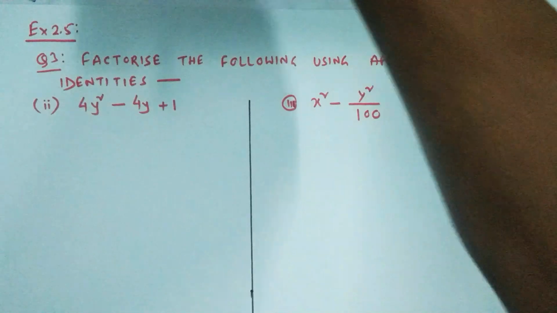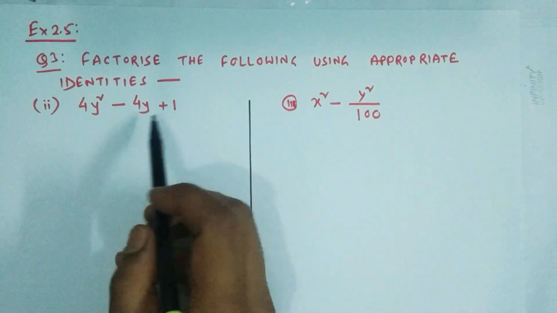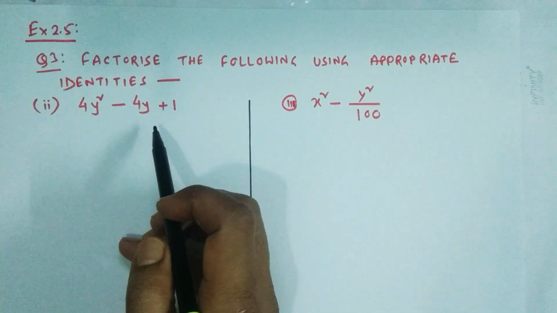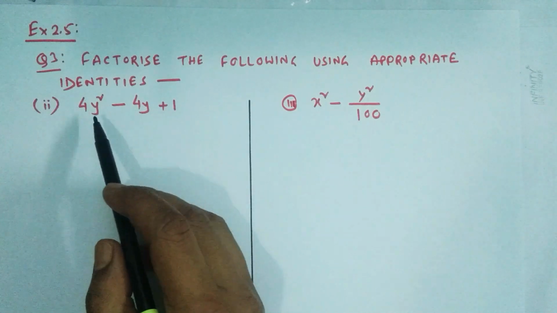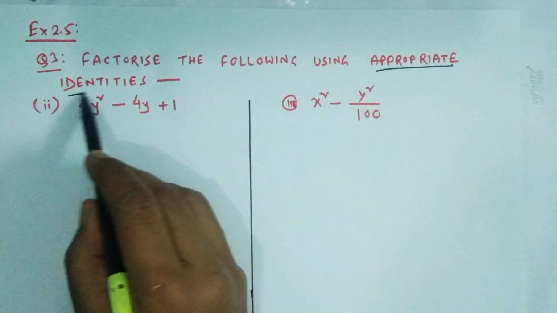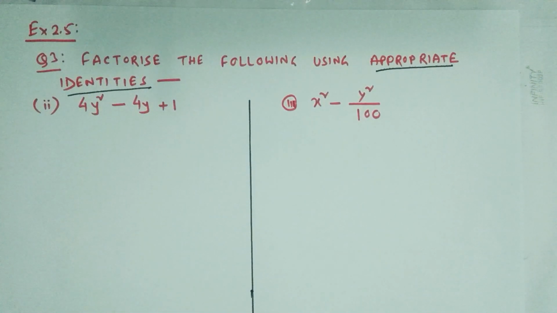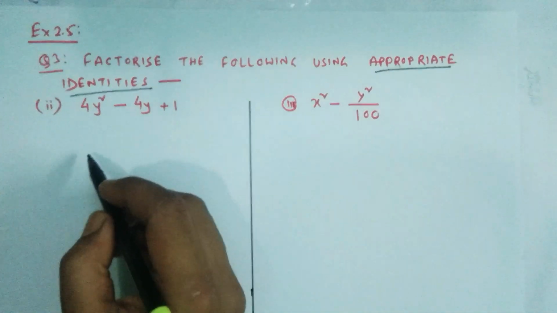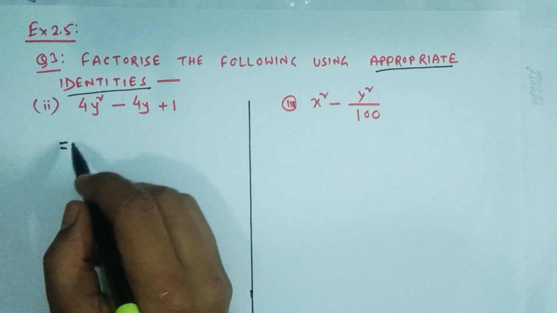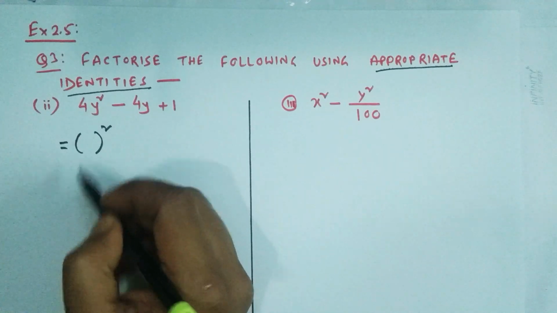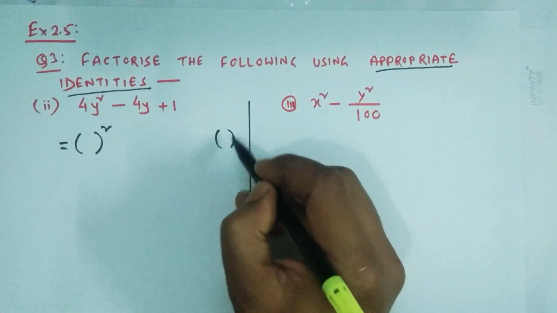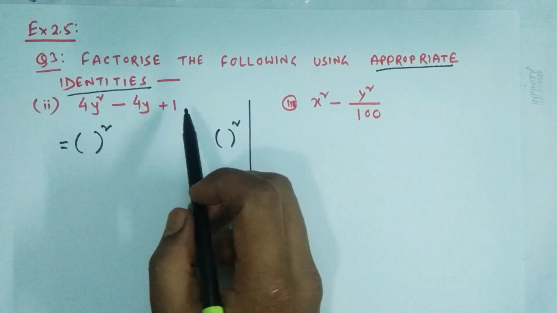Now the first question: this is 4y square minus 4y plus 1, and we have learned another method for factorization of quadratic polynomials, splitting the middle term. But we are not going to apply this because it is said we have to use appropriate identities. So we are going to apply an identity. This is a quadratic polynomial, and the first term, 4y whole square, is a perfect square. Similarly, the last term is also a perfect square.